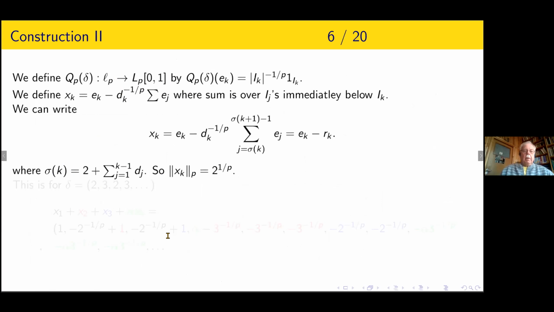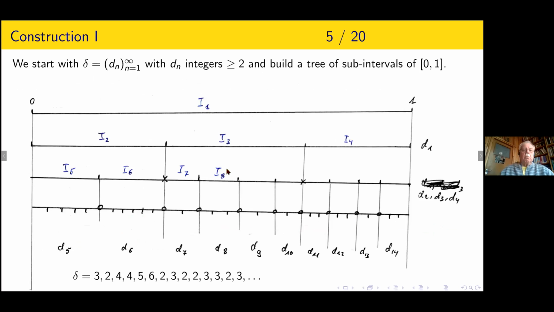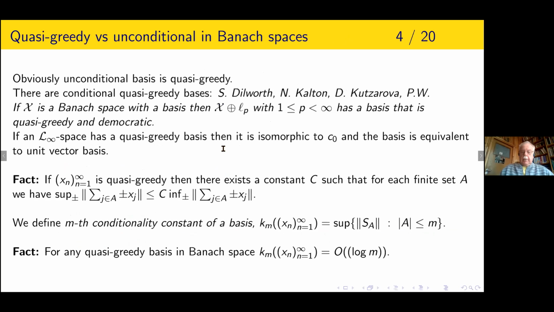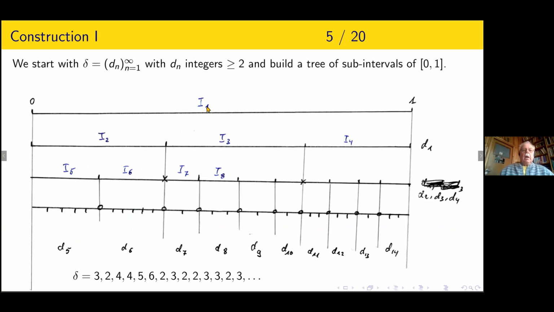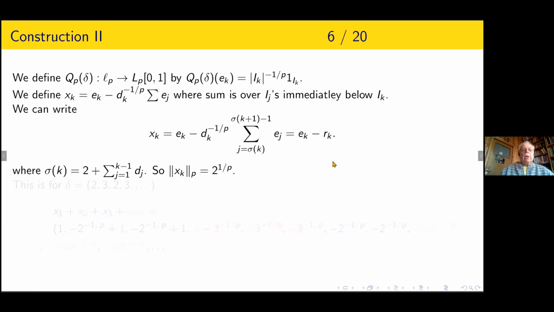And then we define the operator, which goes from little l_p into capital L_p by sending the kth unit vector into the characteristic function of the kth interval, normalized to have norm 1. So here goes the first unit vector, this is the second, the third, the fourth, fifth, sixth, etc. So this is the operator which goes from little l_p to capital L_p. And basically we'll be interested in the kernel of this operator.